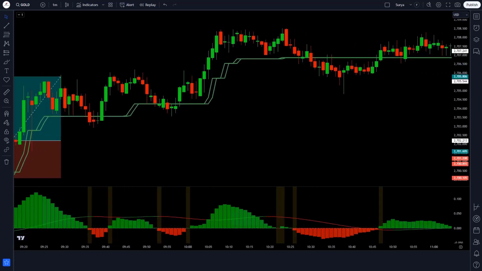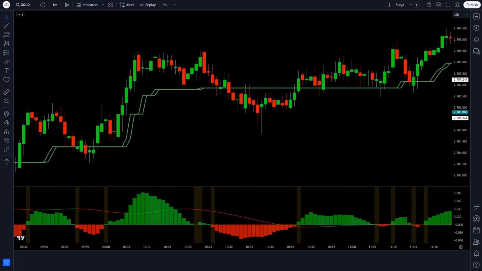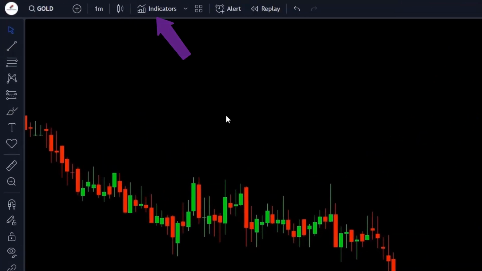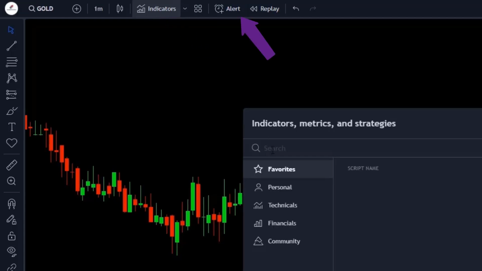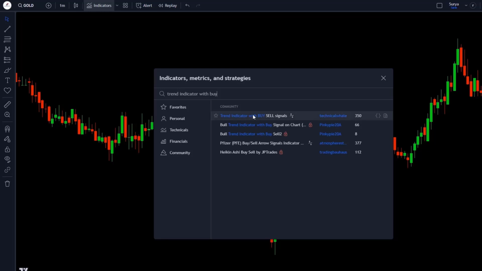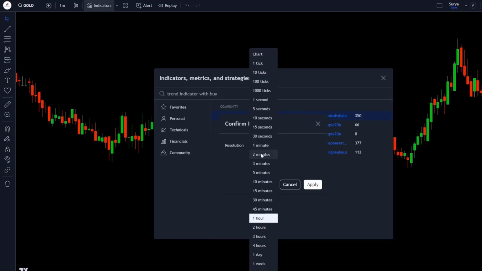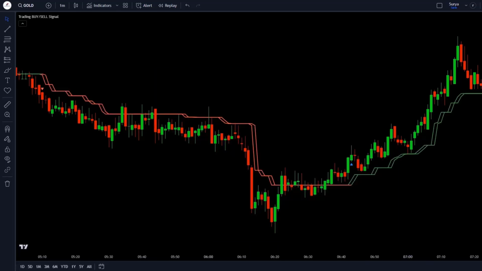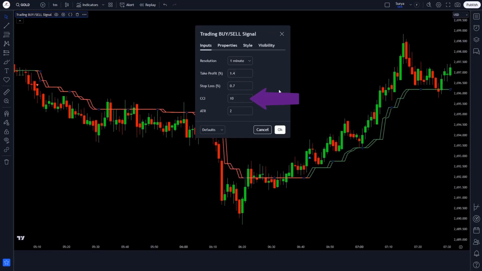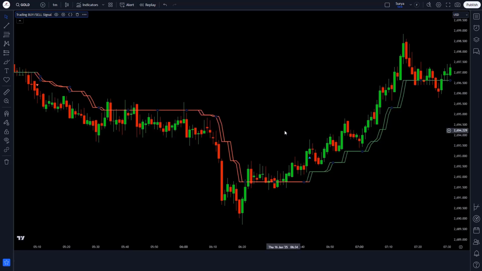Now, to get started with this strategy, we need to add the Trend Buy Sell Signals indicator to our chart for trading. First of all, click on the TradingView indicator option. Here search Trend Indicator with buy sell signals. Add this indicator to the chart. Tap on the settings icon of this indicator. In CCI, replace 10 with 2. In ATR, 2 has to be changed to 53. This setting has to be saved.